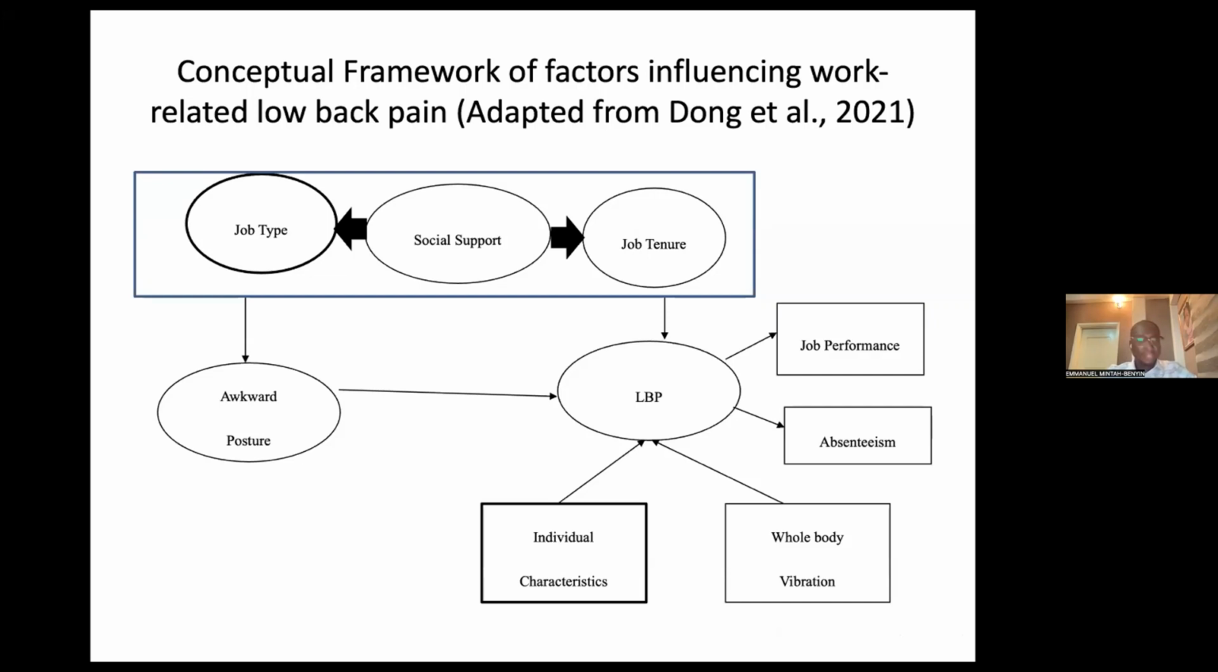This was the conceptual framework of the study. Low back pain can be explained by several factors from the conceptual framework, ranging from job-related factors, such as job type and job tenure, as well as factors including whole body vibration, individual factors, and awkward posture. Low back pain may be higher among those with excessive job demands, and workers who have some flexibility with regards to job tenure and targets to be met at the workplace may have varied experiences of low back pain.